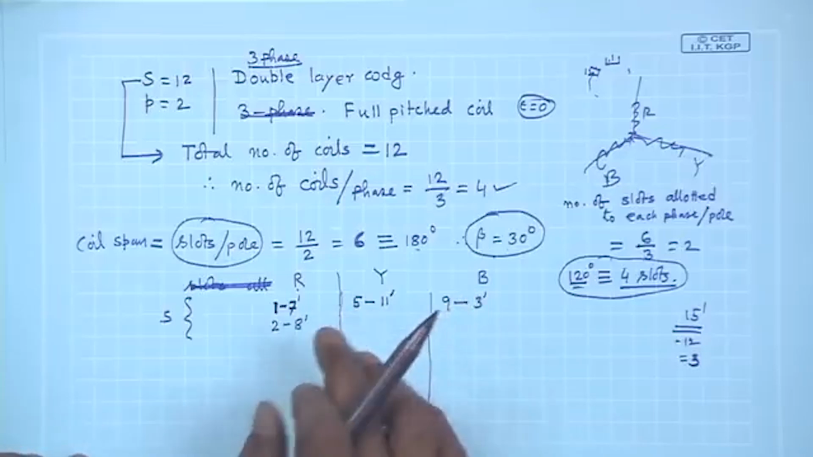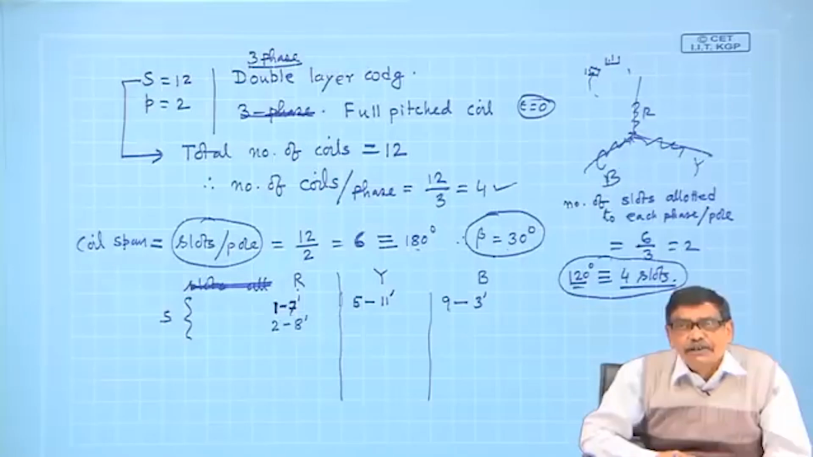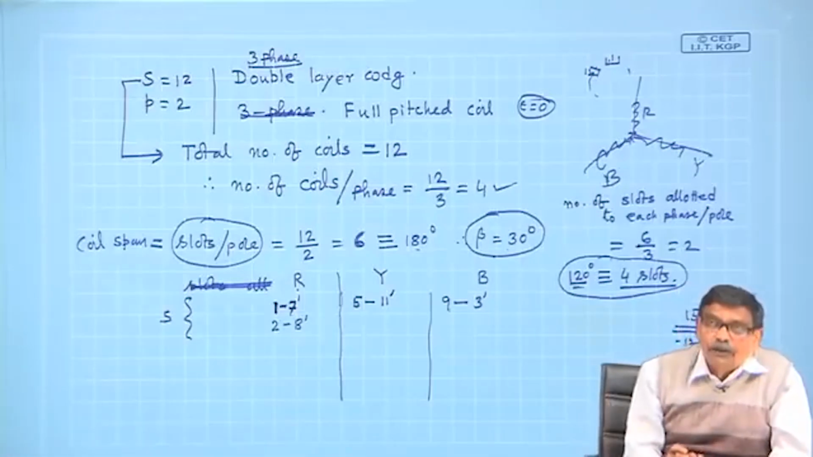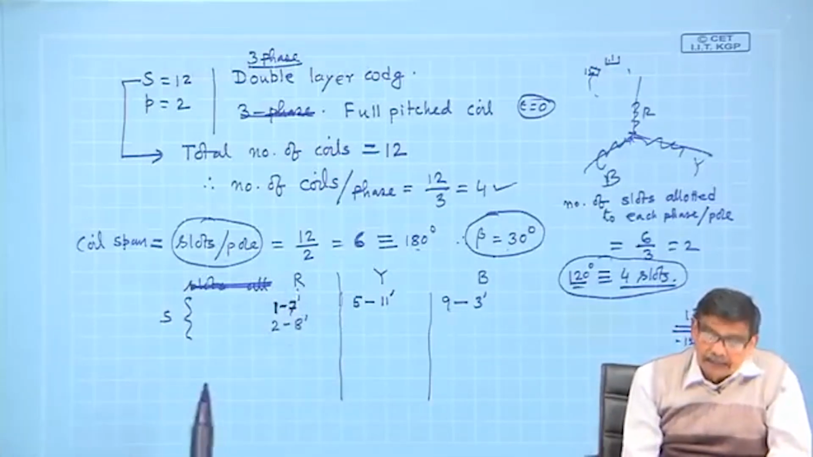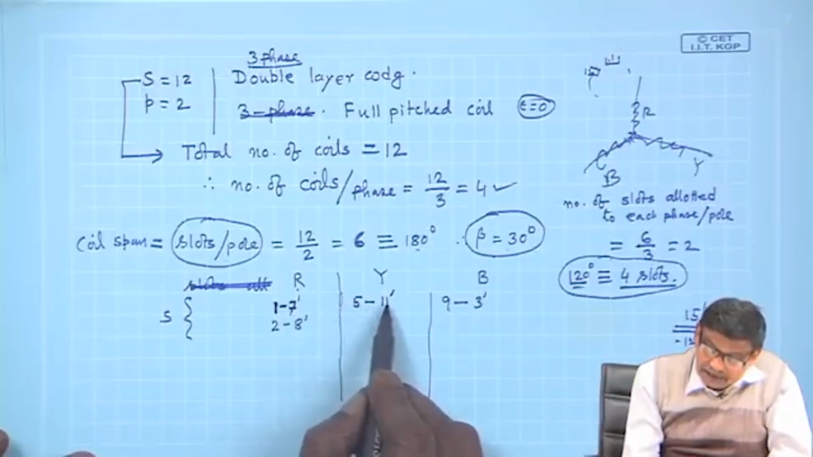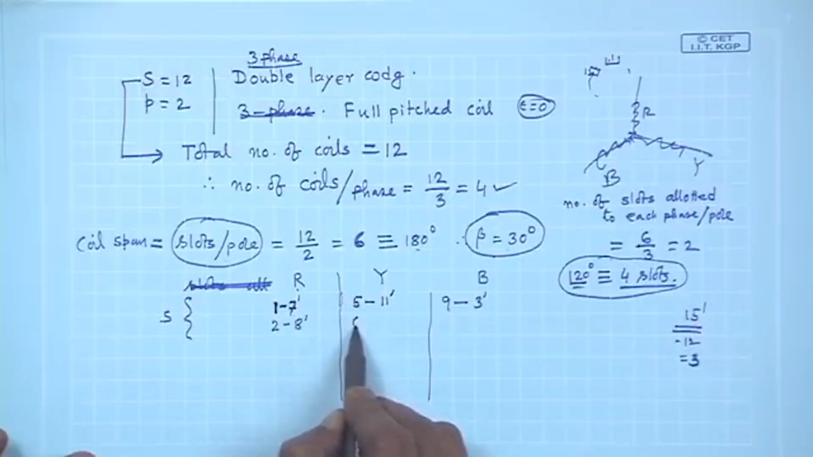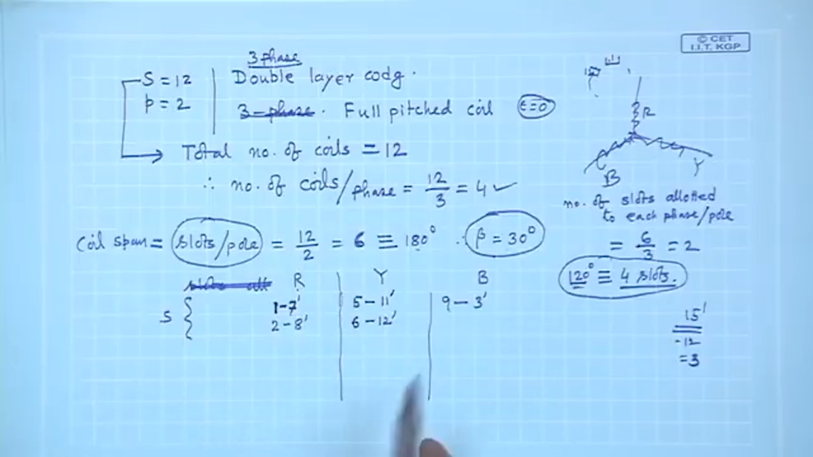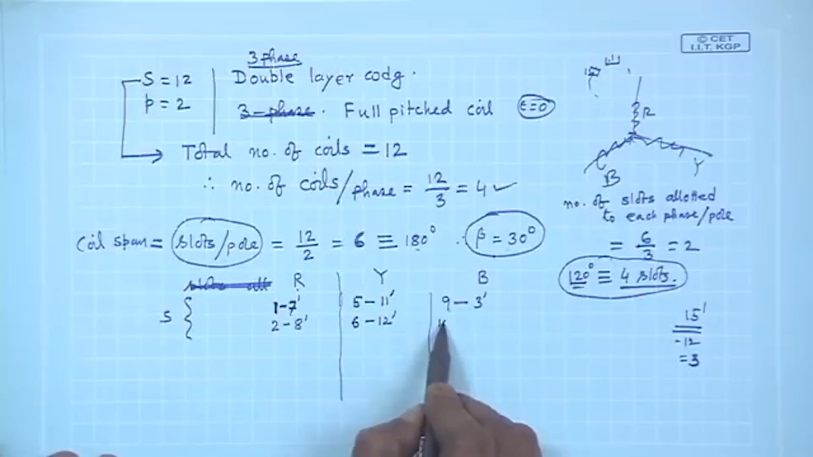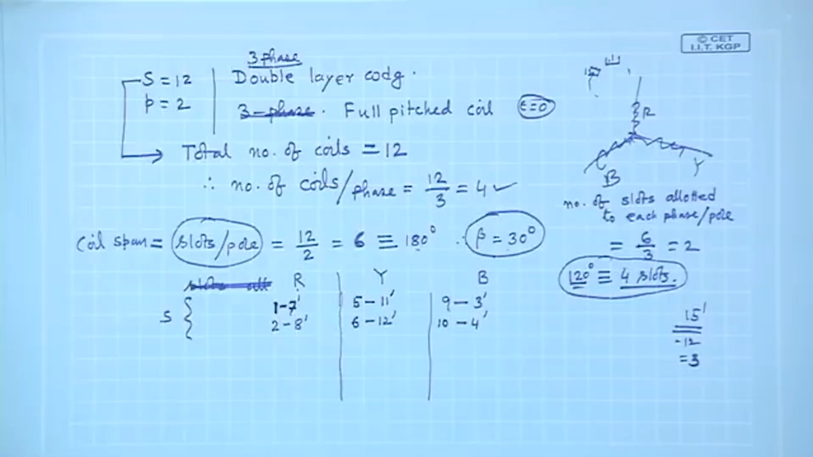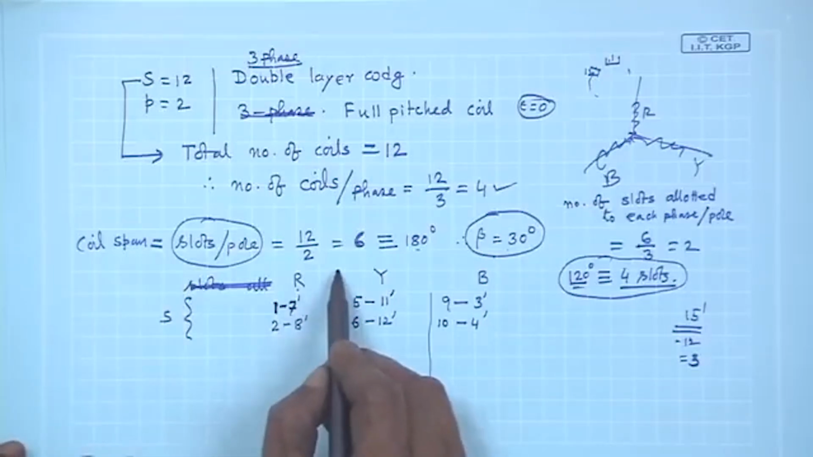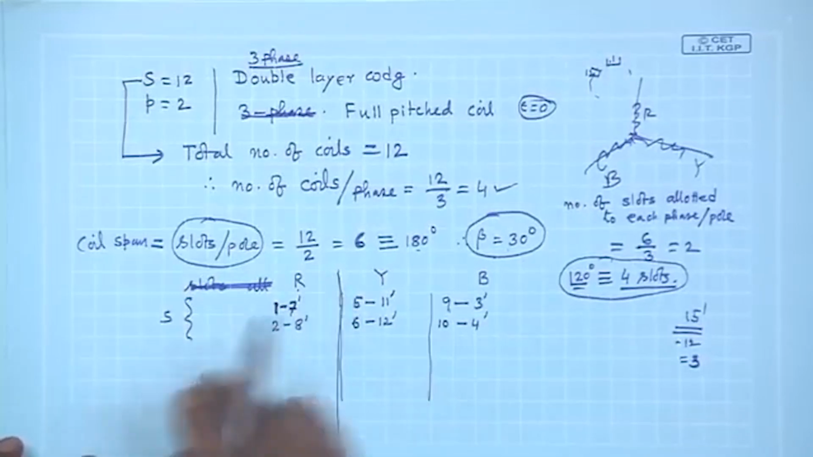Then I want to distribute the coils of Y phase also, because under each pole I will have 2 consecutive coils. That is what I have done for R phase. Then I must do this 5 11 dashed and 6 12 dashed. This is what I will do. Once I get this, I will say this is 10 and this is 4 dashed. Understood? So, what I am doing is, I am making the windings like this.